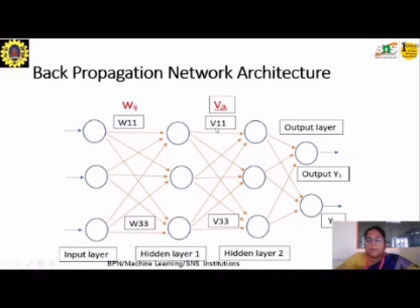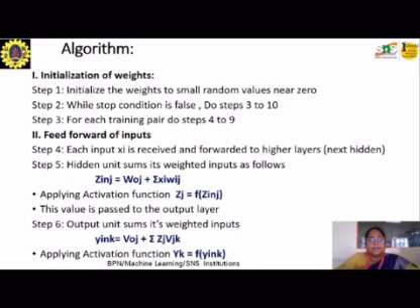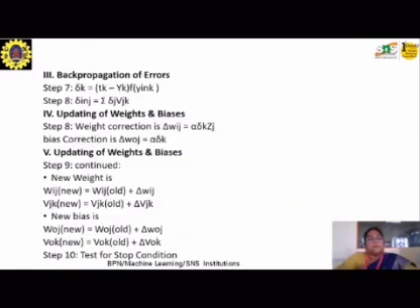Here we calculate the value of Yink, which is Wok, the bias, added with the summation of the second hidden layer's Z input into the weight Wjk. This is the second hidden layer. For it we also calculate the activation function: Yk output is equal to f of Yink. Yink is the second layer's output, and this is what you are going to calculate. After this second step, we have the backpropagation of error in step 7.